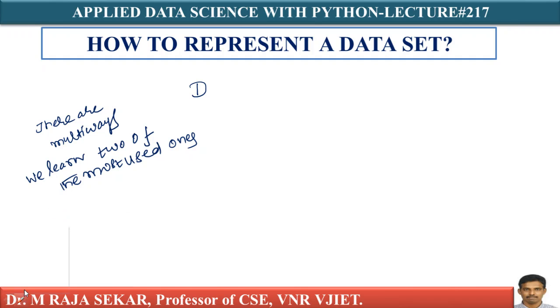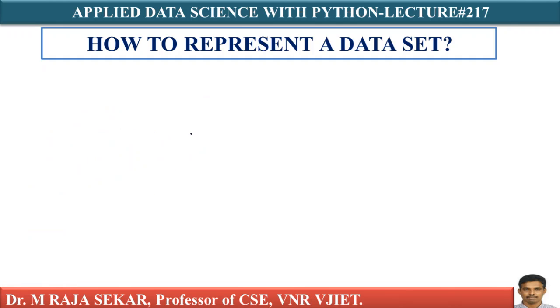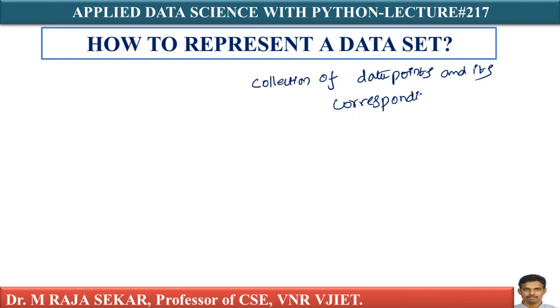Let me say it like this: what is a data set? It is a collection of data points and its corresponding labels, or you can say classes. Corresponding labels or classes. We will try to understand this.